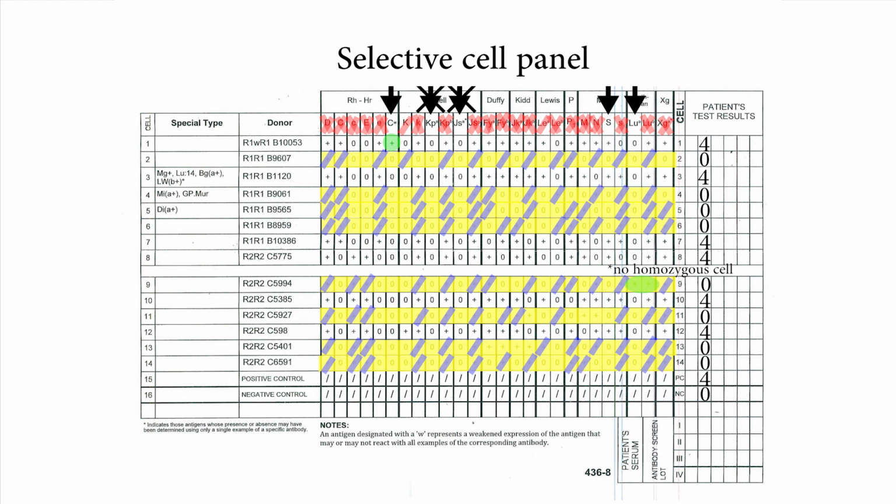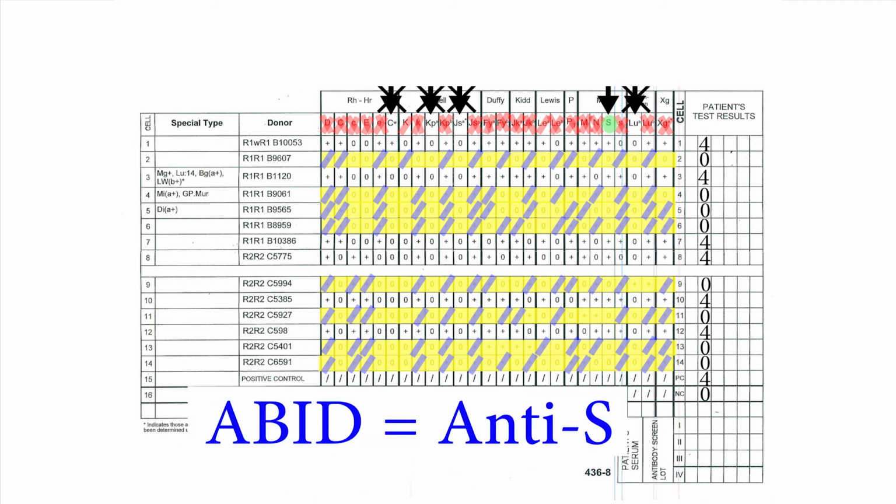However, that is getting to be a bit more complicated than what I want to cover today. So let's just say I did a selective cell panel behind your back and I did rule out CW and Lutheran A. Now, we will be left with S antigen. This means the patient has antibody S in the plasma.